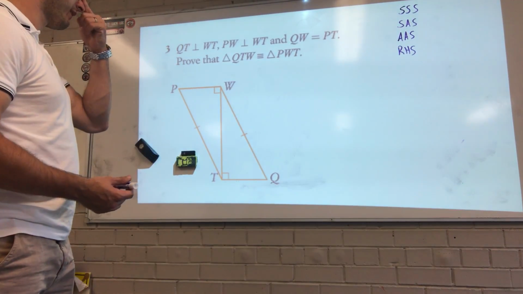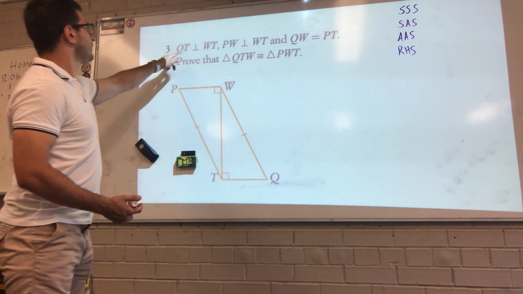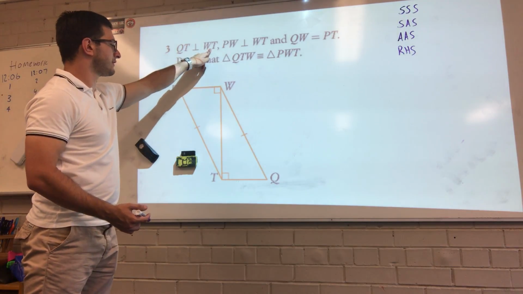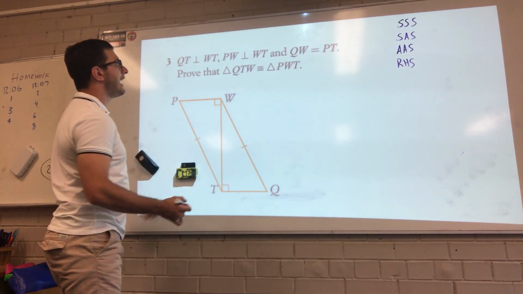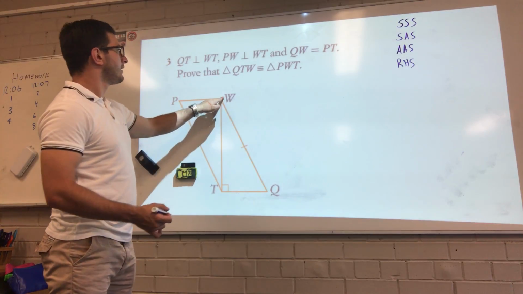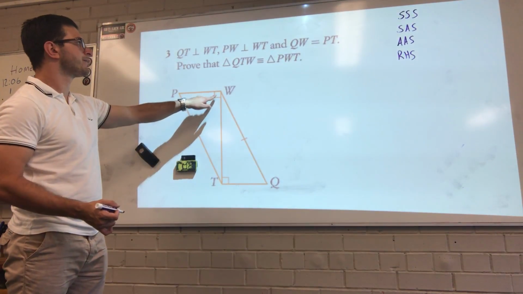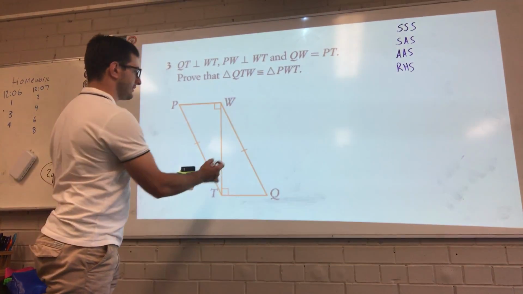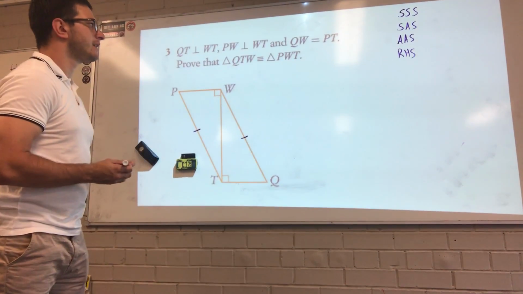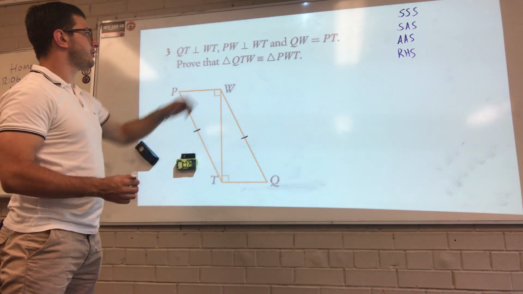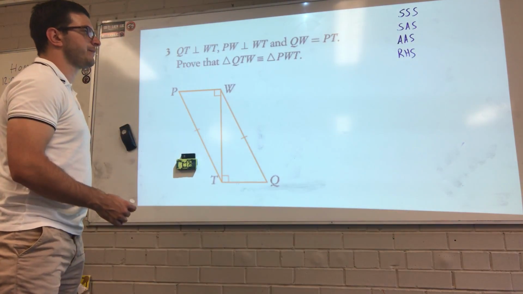Okay, so this is question 3 from the textbook, and looking at the information they've given us, QT is perpendicular to WT, which means those two lines meet at a right angle, and PW is perpendicular to WT, which means they also meet at a right angle, and QW, which is here, is equal to PT, which is here. Prove that triangle QTW is congruent to triangle PWT.